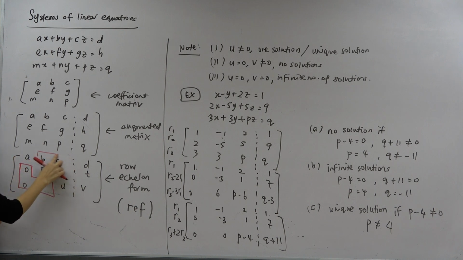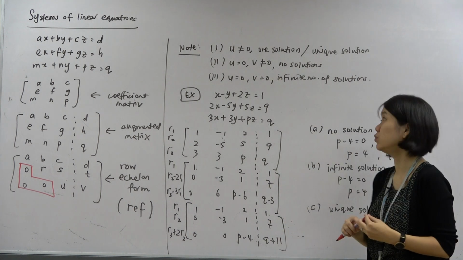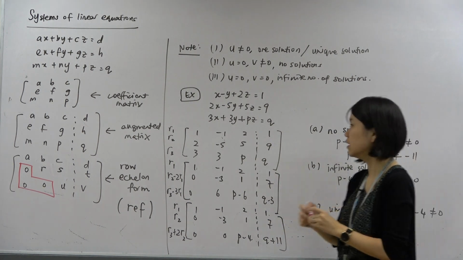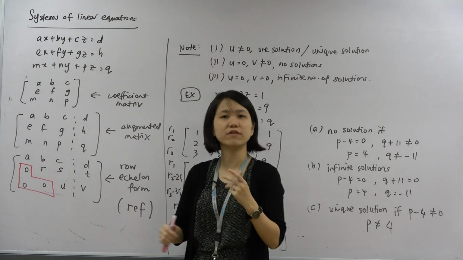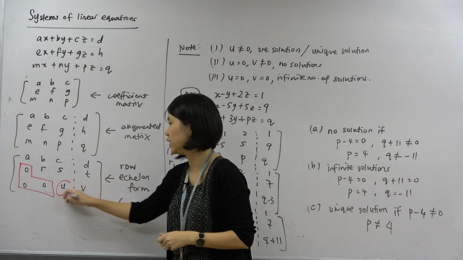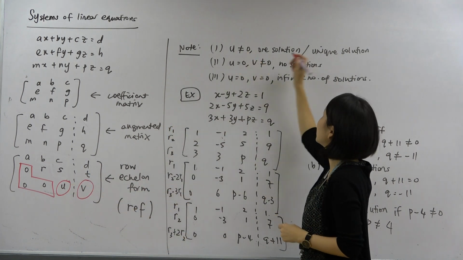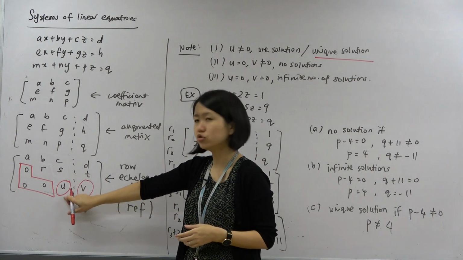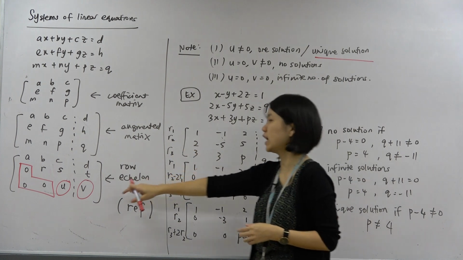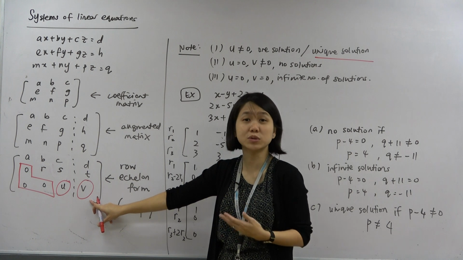Okay, so let's look at when we get one solution, or we call it the unique solution, when we get an infinite number of solutions, and when we get no solutions. Based on the row echelon form I've put over here, the two elements you have to take note of are your U and your V. When your U isn't 0, that is when you have a unique solution. But the moment your U is 0, you also have to check your V to see whether you will have an infinite number of solutions or no solutions, right?